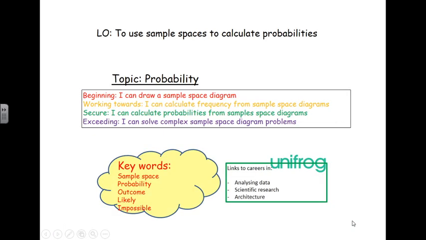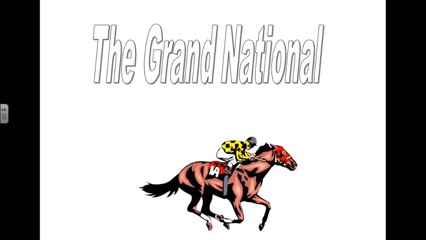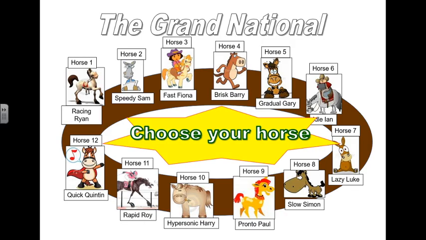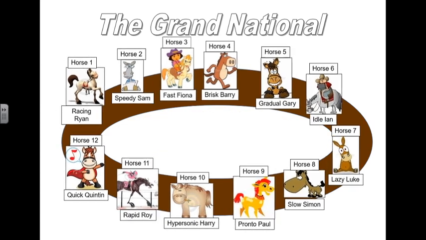Right, sample space diagrams. So it's a probability topic. So have a quick read of the learning objectives today. Looking up, we're going to set up a little game which involves the Grand National. So what you need to do now is choose a horse from 1 to 12. And I'll explain how it's going to work, so I'll give you a chance in a second to choose.